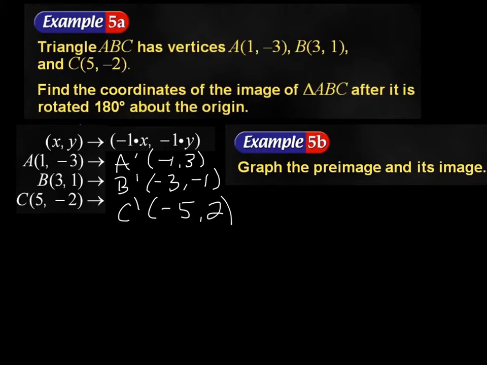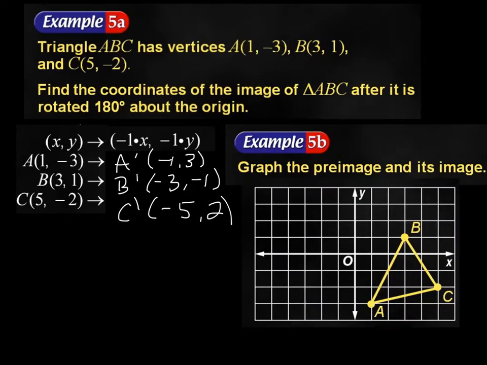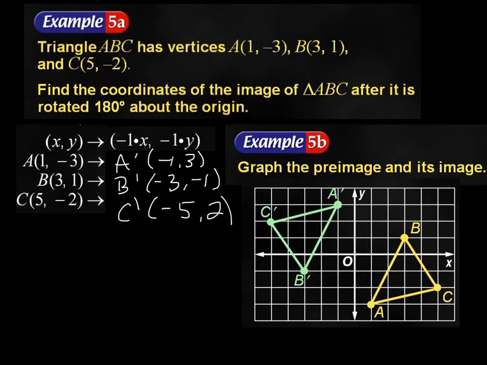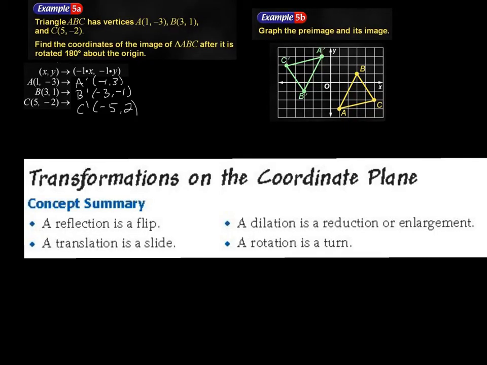And we've got to wrap it up by graphing. We're plotting points. My original A was at (1, -3), B was at (3, 1), and C was at (5, -2). Now that I have rotated 180 degrees around the origin, my new A is at (-1, 3), my new B is at (-3, -1), and my new C is located at (-5, 2). In this lesson on transformations, we had special rules to make a reflection, a translation, a dilation, or a rotation.